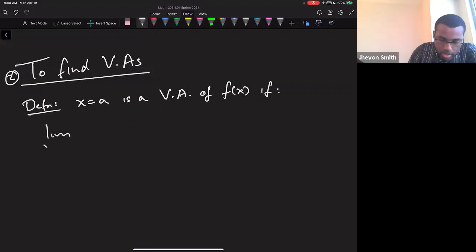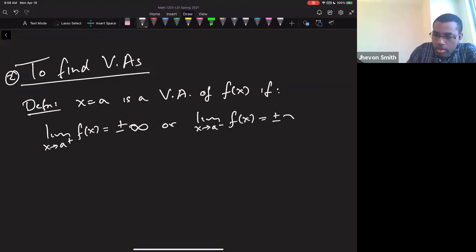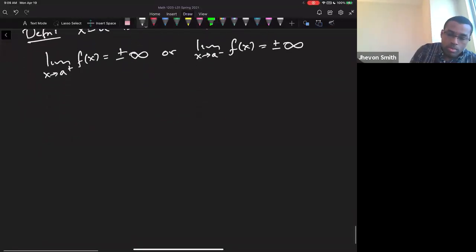the limit as you approach a from the right of the function is infinite, or the limit as you approach a from the left of the function is infinite. Pretty much you get a vertical asymptote when your graph shoots up or shoots down as you're approaching some specific x value. That's essentially what this definition is saying. Figuring out when that happens can be difficult or annoying. And so I will give you a pro tip here.